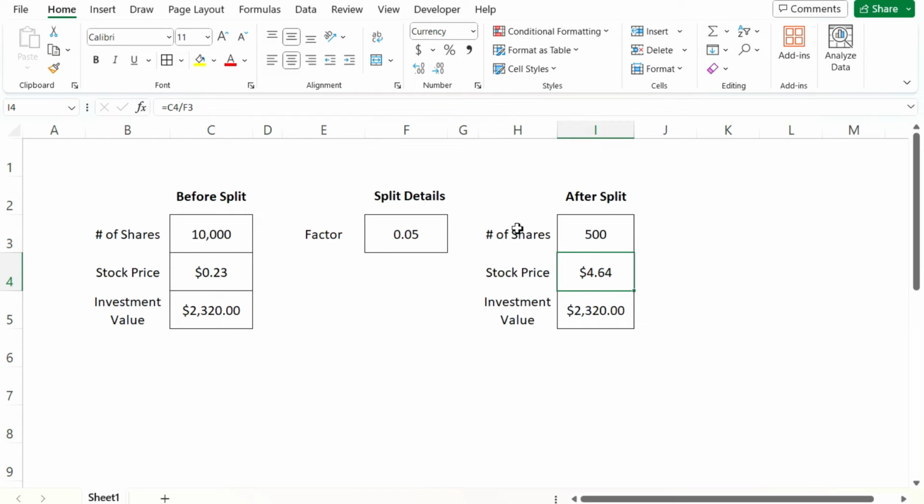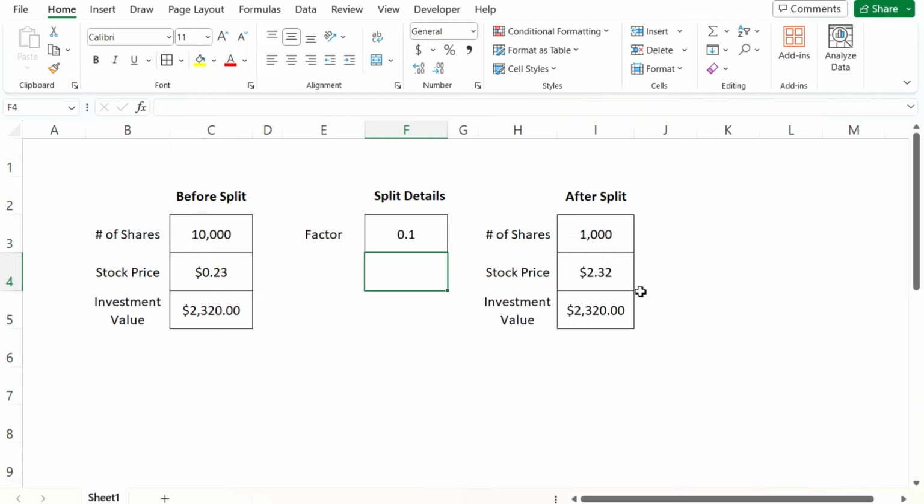And so the stock went from 23 cents to $4.64, right? So that's a big difference. It's well above that $1 minimum for the NASDAQ. And you may be wondering, okay, why didn't they go less than that? Why couldn't they have done, let's say, 1-for-10? That could have got them at $2.